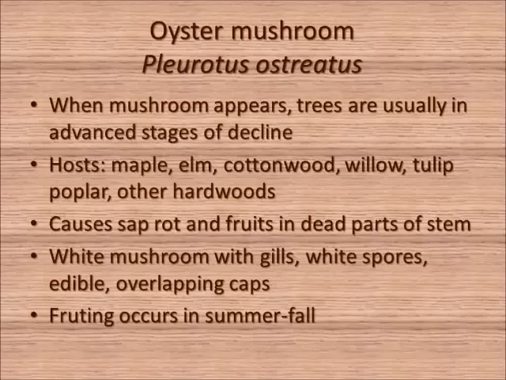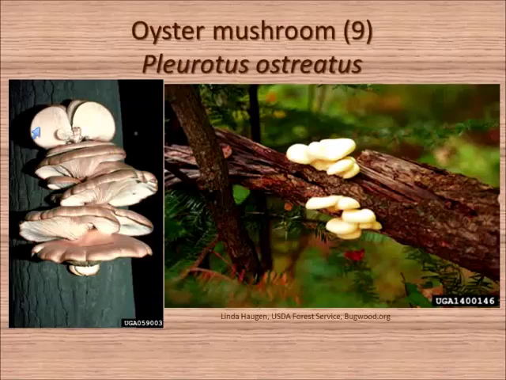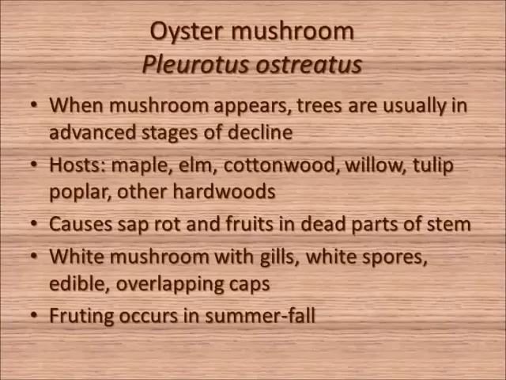They affect a variety of hosts: maple, elm, cottonwood, willow, poplar, and so on. It causes sap rot, and as I mentioned, fruits on the dead parts of the stem. The mushrooms are white, and they have gills, and this is definitely edible and very good to eat. Fruiting occurs in summer and fall.